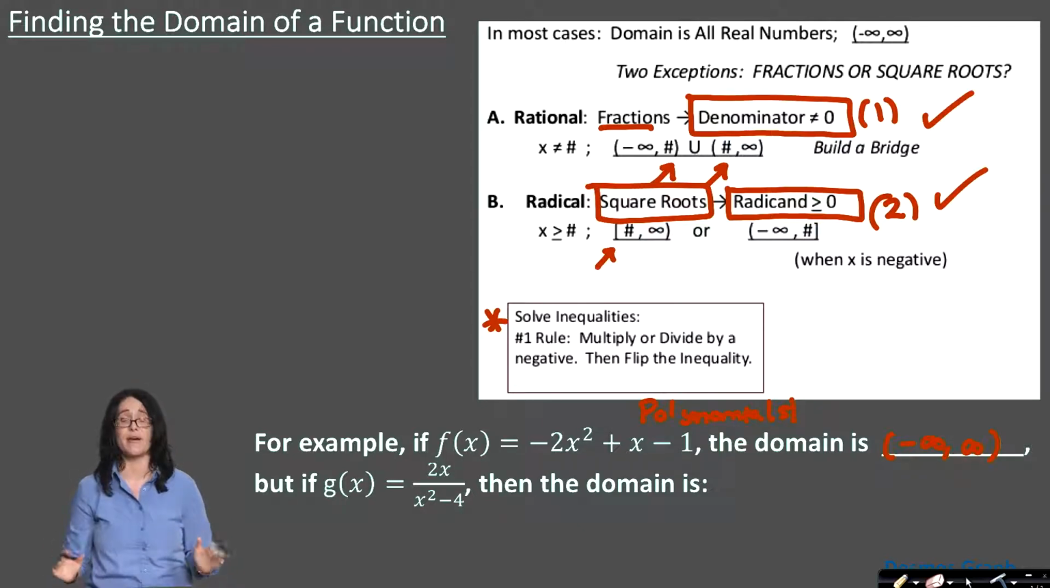Any input is allowed. You can see that on the graph as well if you click on the Desmos link. This is actually a parabola that opens down, hitting every single x value eventually as you go to the left and the right forever. What about the function, however, g of x equals 2x as your numerator divided by x squared minus 4? Would that have any domain restrictions for this function?